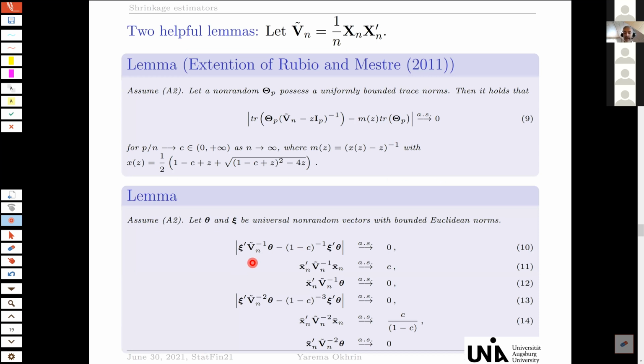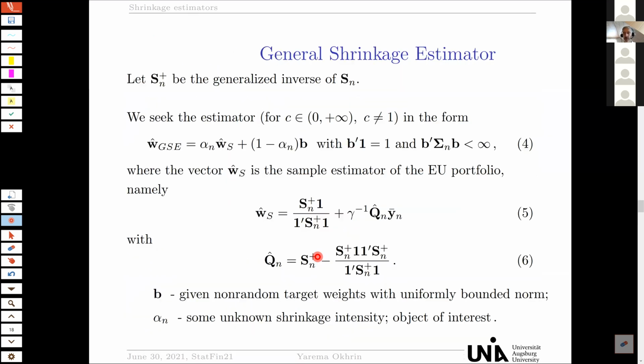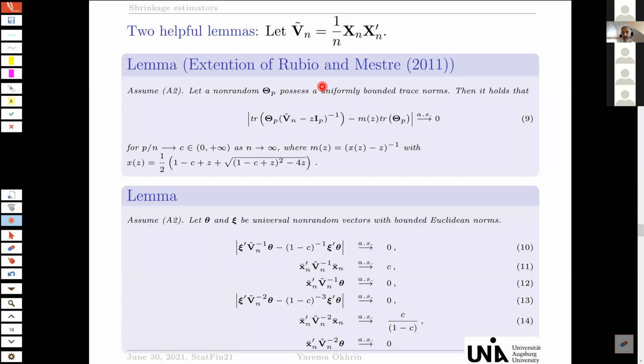matrix theory comes in. So if you look at the formulas over here, we see that everything depends on some linear forms or quadratic forms in the inverse covariance matrix. And this implies that we need some kind of asymptotics or some consistency for the linear and quadratic forms in the inverse covariance matrix and its square. And this relies on the result of Rubio and Mestre 2011.